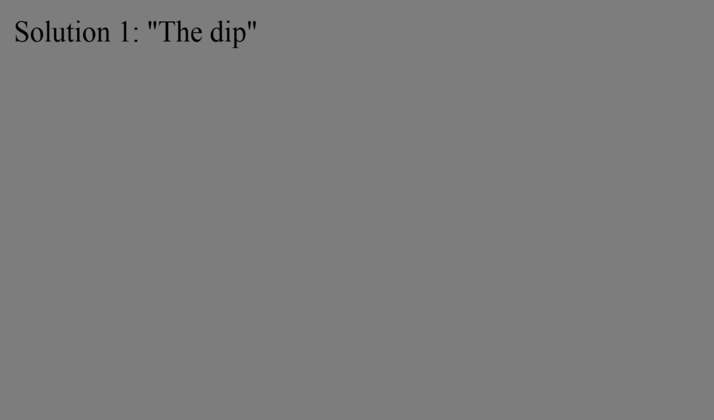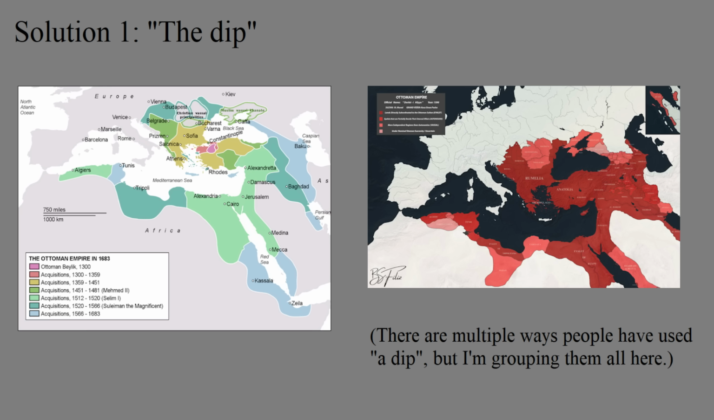Solution 1, the dip. This one is the most straightforward. Okay, so you can't draw a straight-ish line, then just do a dip into Fezzan and go around it. It's still lines in the sand, it gets the idea done. I've seen some maps do a general broad dip, some that do a narrower one, and some that go deeper than others. That's partially for a reason that will be explained later.